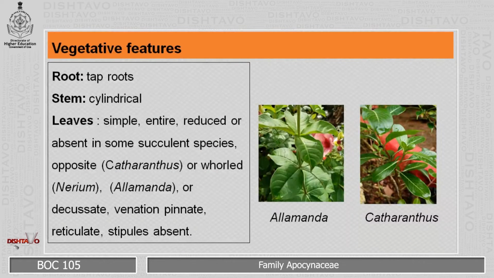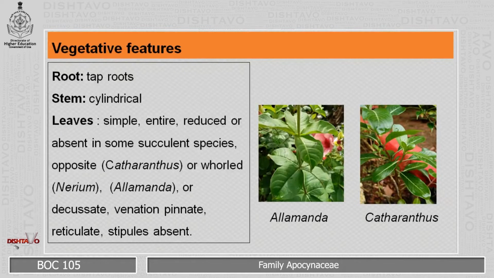Now, the root. The root is normally a taproot since it's a dicot. Stem is cylindrical. What about the leaves? You can see the leaves in the picture. The leaves are simple and entire. There are no serrations at the margins. Or they may be reduced or absent in some succulents. That is only in the case of succulents.